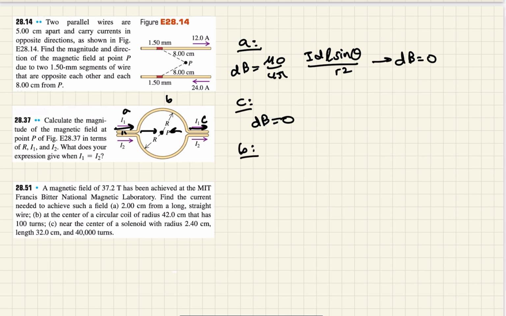The formula is mu naught over, well, okay, there's a few ways you can do it. One is using the formula I told you, but you won't be able to do that on the test. You're going to have to derive the formula. And so let's derive it.